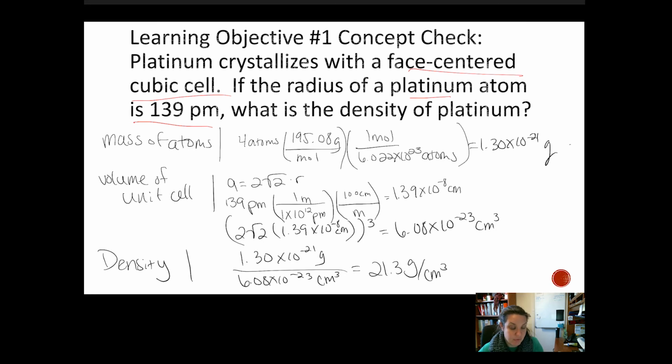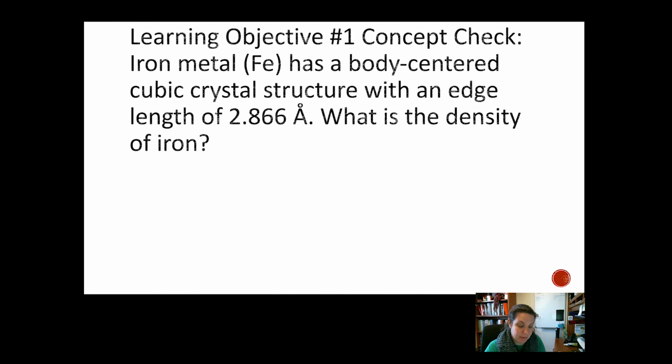Let's try again. We have iron, we have a body-centered cubic structure, and we have an edge length of 2.866 angstroms. Remember our edge length, A, right there. So we've already got our A, we don't have to determine that. Now we just need to figure out, from the information we're given, how many atoms we have in our cell.